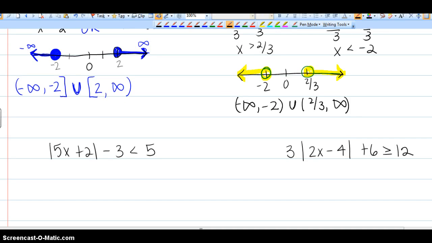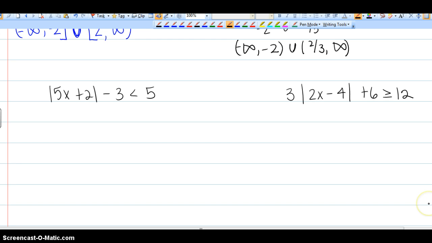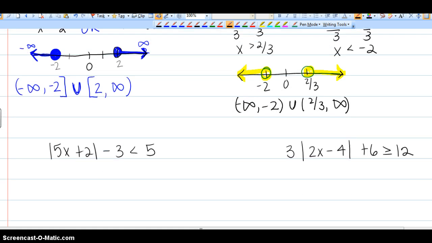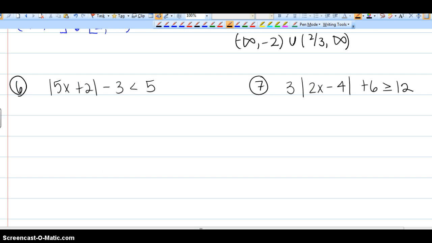We have two last problems, and these two last problems will pretty much finish up our absolute values. So this one will be problems number 6 and 7. So we're going to go through and solve these and then graph them. So on this one, the first thing is the 3 can't stay there. The absolute value has to be alone. So we're going to add 3. So it's absolute value of 5x plus 2 is less than 8.